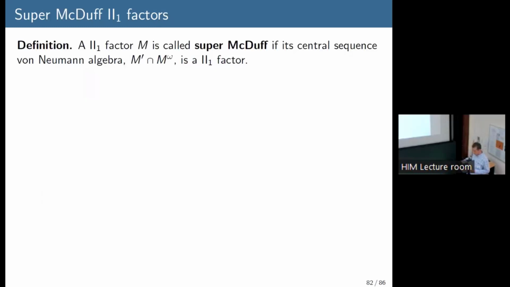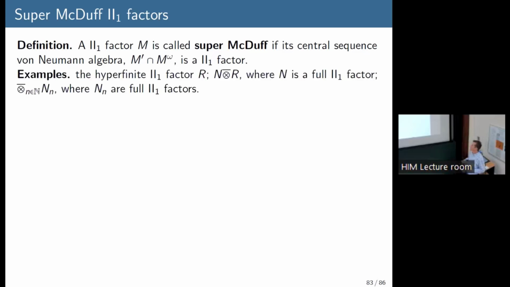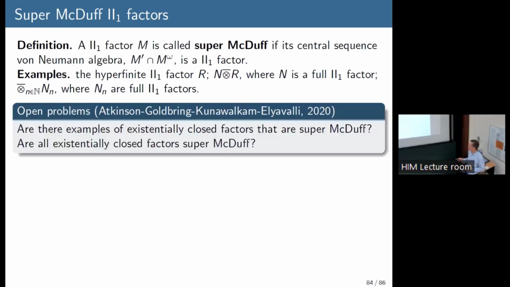And we have another application to the study of so-called super McDuff II_1 factors. Let me briefly recall what this means. A II_1 factor M is said to be super McDuff if its central sequence von Neumann algebra is a II_1 factor. That's super McDuff. And there are a few classes of examples, for instance the hyperfinite II_1 factor R, also N tensor R with N a full II_1 factor, and also infinite tensor products of full II_1 factors. All of these are super McDuff.